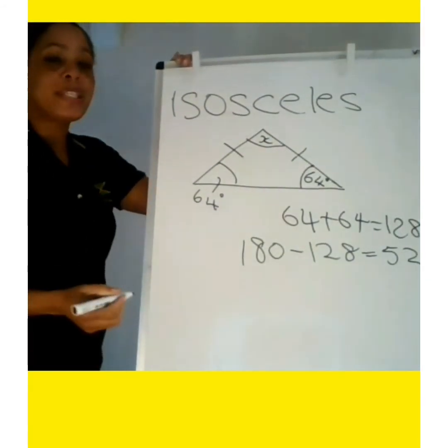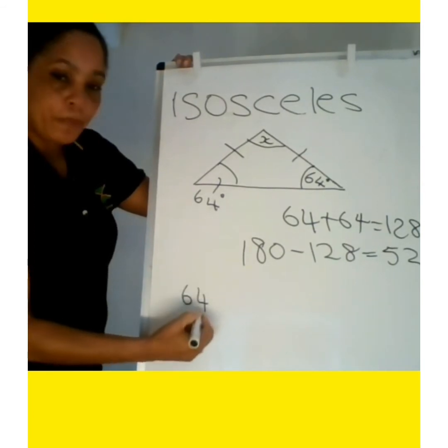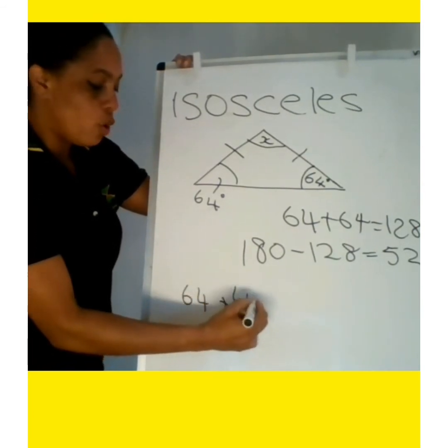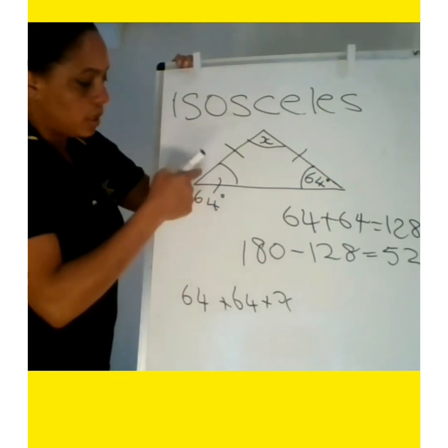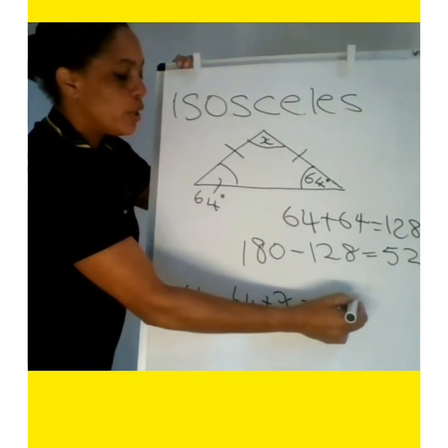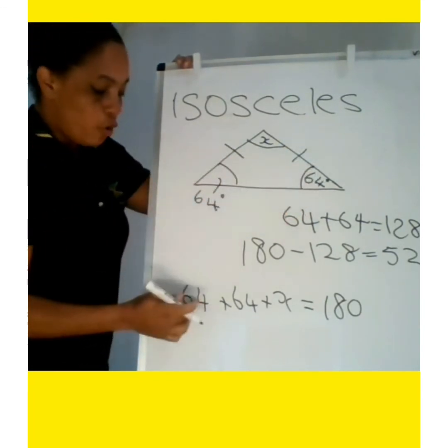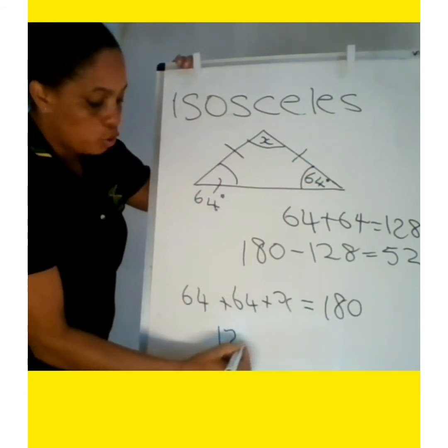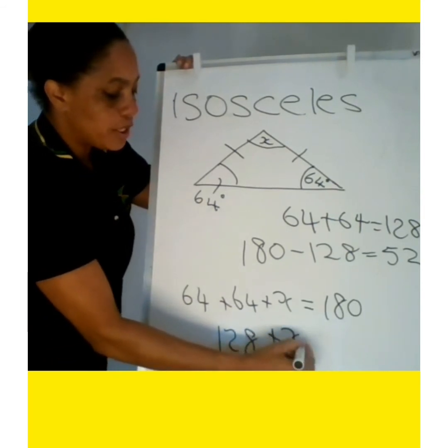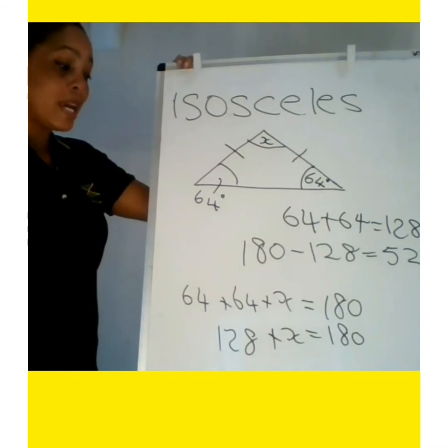We could also decide to set this out another way. We could say 64 plus 64 plus x, which is 64, 64, and x, and we know all three should give 180 degrees. We could show our work in that way. If we add 64 and 64, we're going to get 128. So we could say 128 plus x is equal to 180.